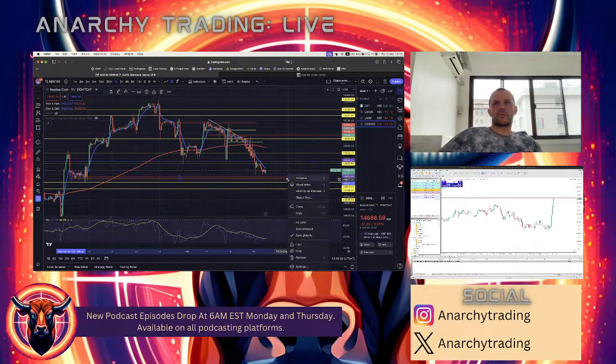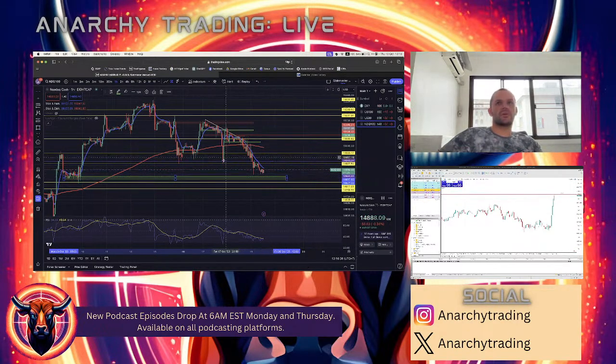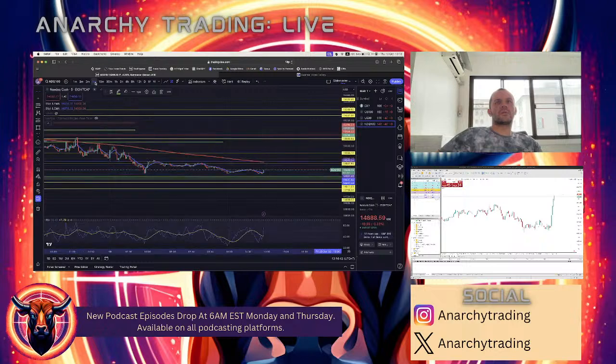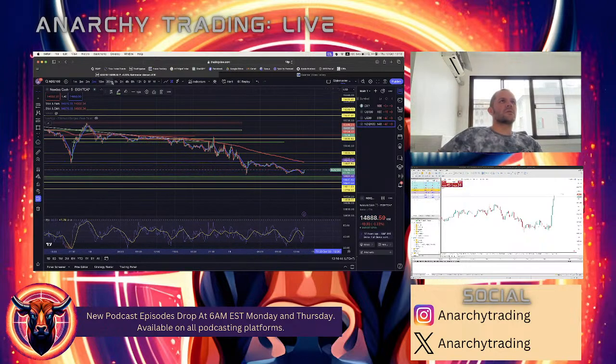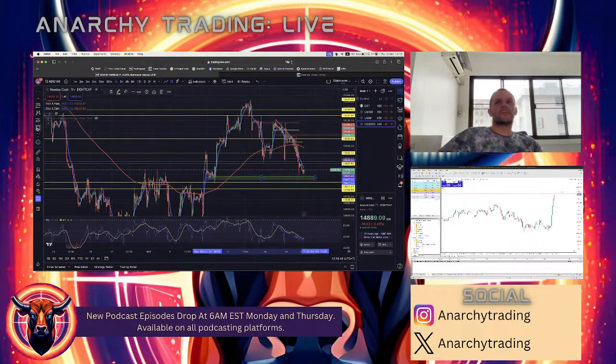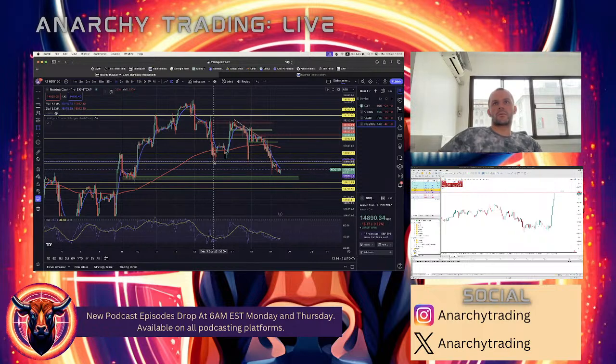There's a lot of wicks over there on the left, which would be a concern to me if we break this and we're trying to go short. That's a lot of consolidation over there. A lot of wicks here. Kind of taking in these wicks, some of this wick, some of these wicks.